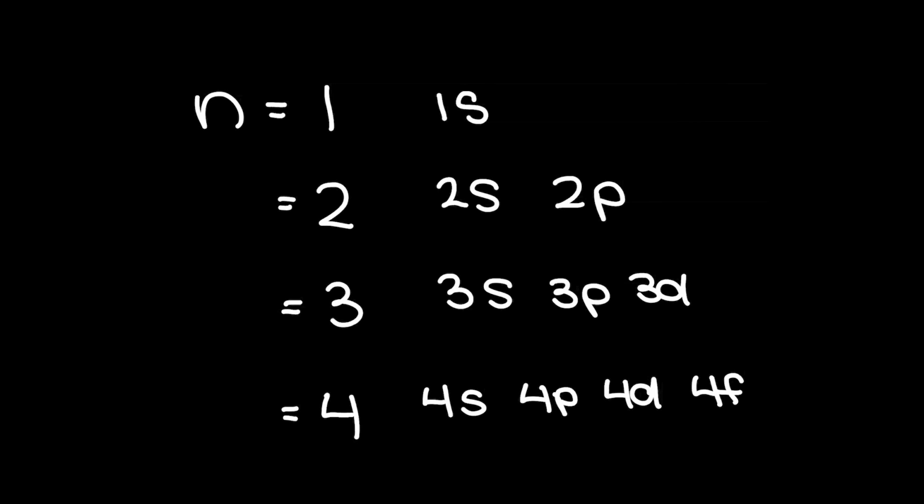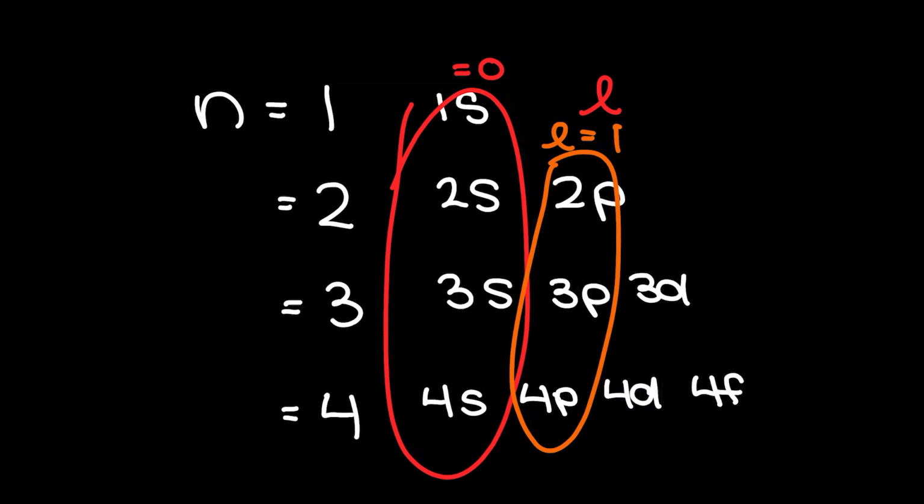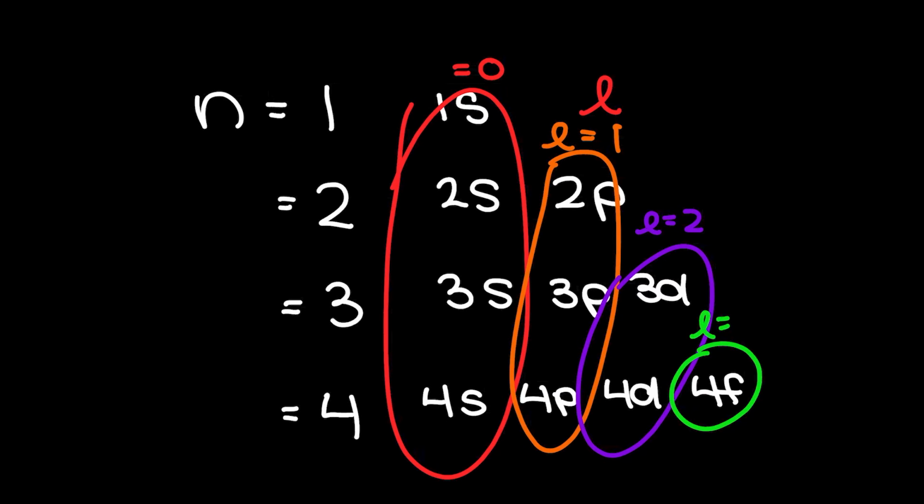And now when we're talking about L, which is the angular momentum, whenever the subshell is s, L equals 0. Whenever the subshell is p, L equals 1. Whenever it is a d subshell, L is equal to 2. And for the f subshell, L is equal to 3.